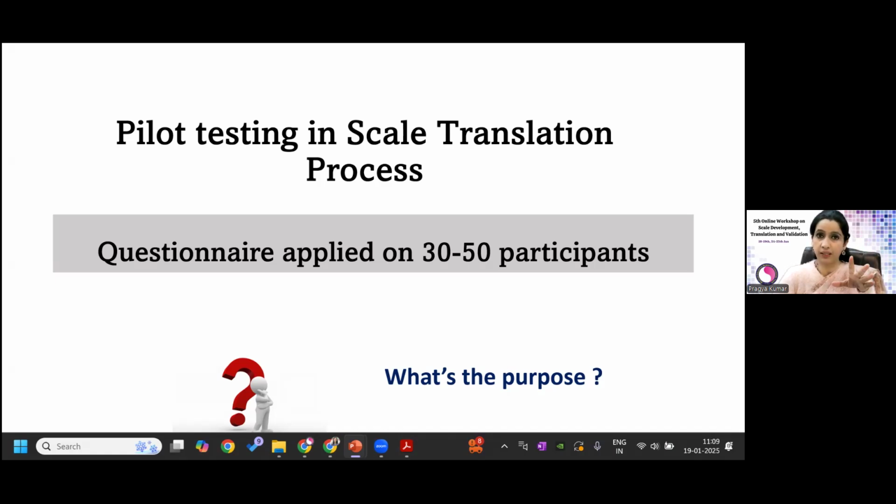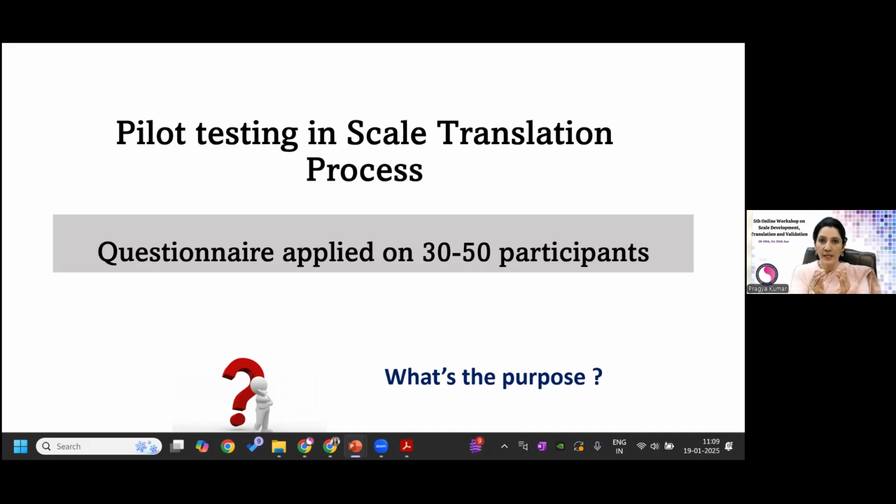So what is pilot testing? Pilot testing is like a simulation. Whatever research you are going to do, you do it on a small number of people, let's say 30 to 50. What is the purpose of that? Basically, you determine the reliability of your questionnaire before sending it to everyone. If your sample size is 200 or 300, you don't want a less validated questionnaire to go to the people who are ultimately going to fill it.